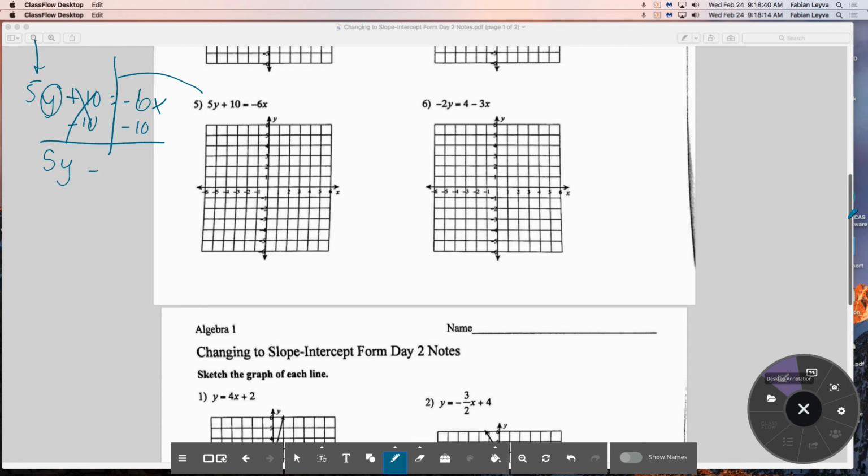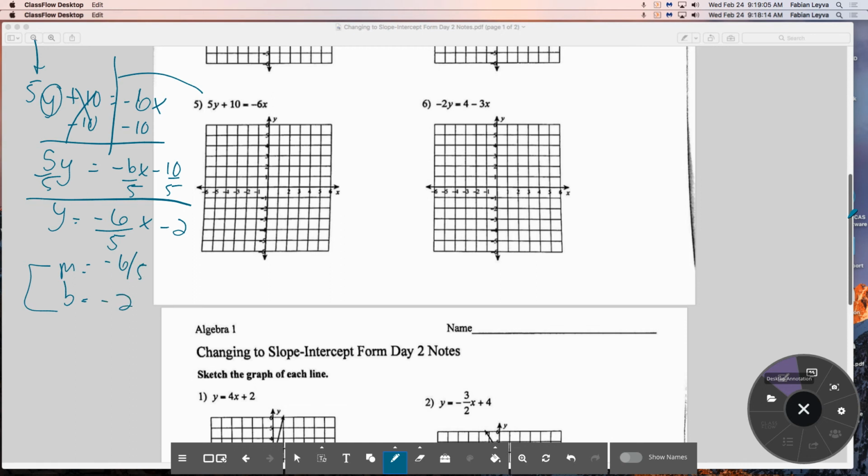I'm left with 5y is equal to negative 6x minus 10. And then I'm going to divide by 5. Don't forget to divide everything by 5. y is equal to a negative 6/5 x minus 2, or negative 2, doesn't really matter, the same thing. So don't forget to identify your slope and your y-intercept. I want to see this step because I want to make sure that you are identifying them correctly.